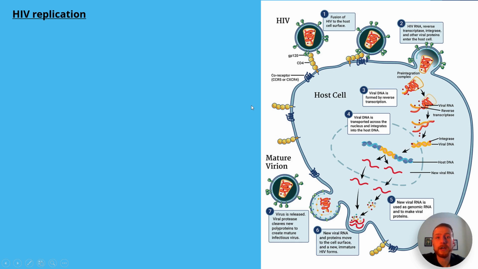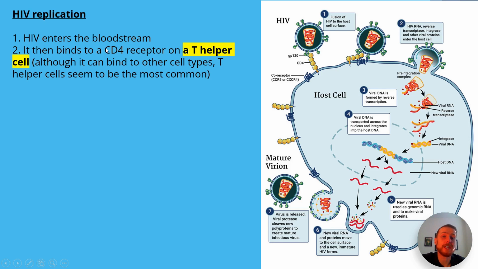So HIV replication next of all. Now, this is going to cover a lot of information, so feel free to pause the video and make notes. So step 1, HIV enters the patient's bloodstream and it is transmitted via blood. Number 2, it then binds to a CD4 receptor on a T helper cell. Although it can bind to other cell types, the T helper cells seem to be the most common. So we can see that with number 1, we've got our HIV here, and we can see its attachment protein binding to the CD4 protein on our T helper cell.